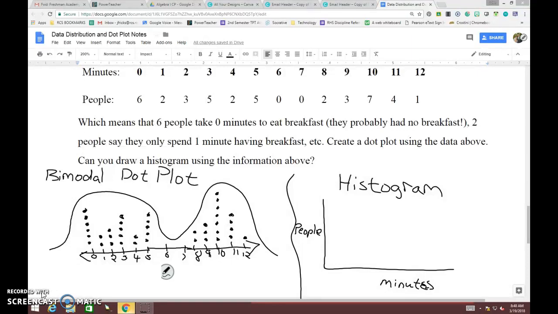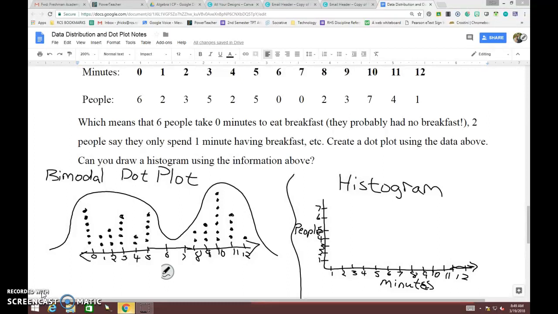So on minutes, we got 0 to 12. So I'm just going to mark here. So we're going to have 0, 1, 2, 3, 4, 5, 6, 7, 8, 9, 10, 11. Looks like we need to extend our graph on that. 12. All right. And then going up, we have the highest being 10. Well, I'll take that back. The highest being 7. So that's going to be 1, 2, 3, 4, 5, 6, 7. And we need to label those. 4, 3, 2, 1. And this one, 2, 3, 4, 5, 6, 7, 8, 9, 10, 11, 12.